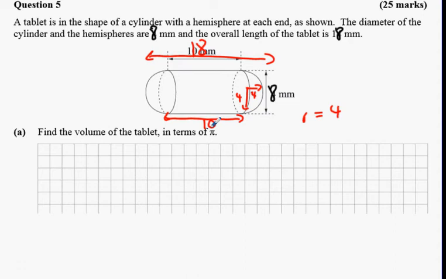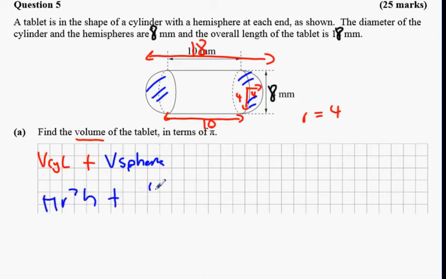Now, keyword volume. It wants volume. What's the volume of a cylinder? What's the volume of two hemispheres when you add them together? The volume of two hemispheres is actually the volume of a sphere, so you can just get the volume of a sphere and don't even bother halving them because you have two of them anyway. What's the formula for the volume of a cylinder? Pi r squared h plus 4 over 3 pi r cubed.